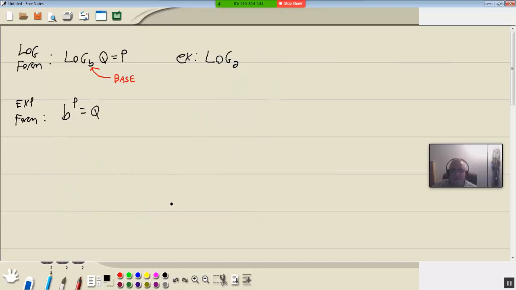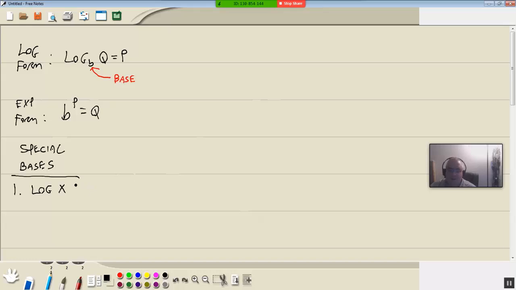Now let's take a look at our special bases. First one, if you have log of something, notice on this one that there is no base. It's blank. If it says log and there's no base, then by default your base is equal to 10. This is referred to as a common log.